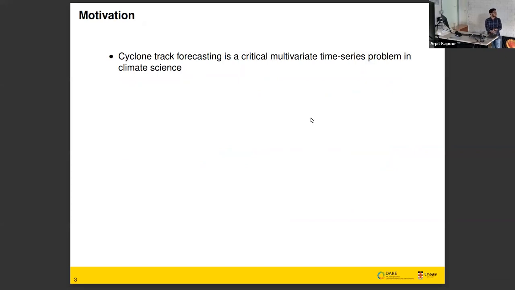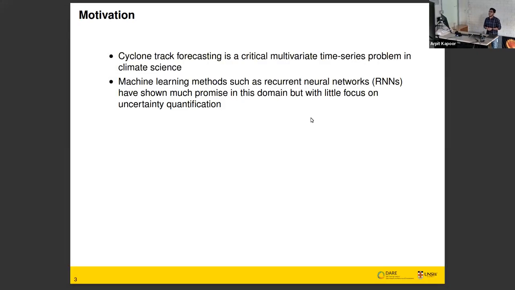I'll start by introducing the motivation behind this research. The idea of predicting cyclone trajectories is quite important. It's a multivariate time series problem, which is very critical in climate science projections. There are a number of traditional ways of predicting cyclone trajectories, but machine learning in particular has shown a lot of promise in this area, and particularly deep learning with recurrent neural networks has shown good results in these problems. But the problem with these modern machine learning approaches is that they lack uncertainty quantification, which limits their usability in real world applications.